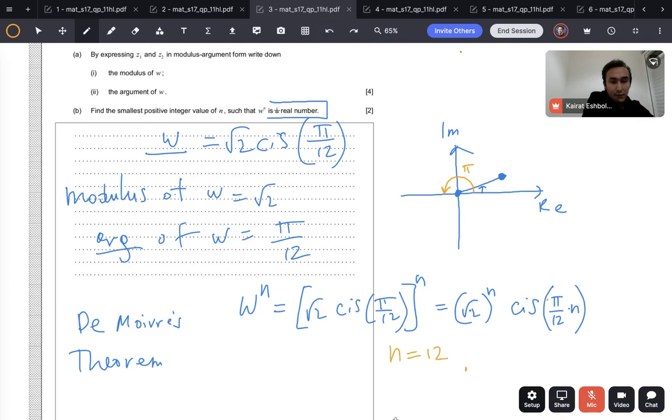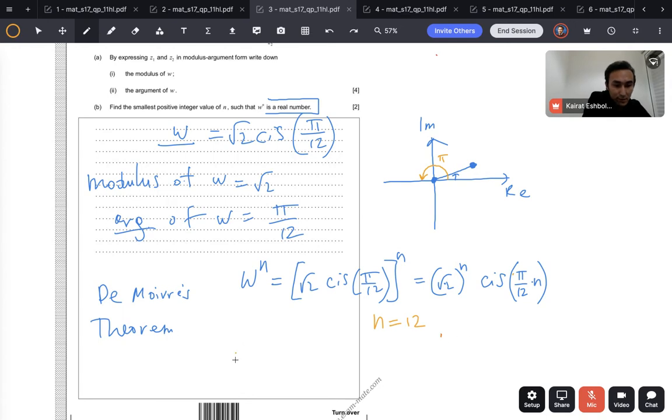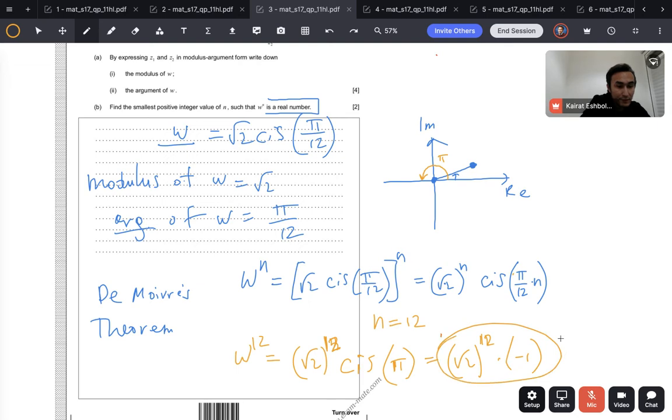Now when n is equal to 12, what's the answer? W to the power of 12 is going to be root 2 to the power of 12 times cis of pi over 12 times 12, which is just pi. And it's going to be a real number. By the way, cis of pi is just -1, and if it's not clear, just comment below. So this is a perfectly real number, there is no imaginary part.